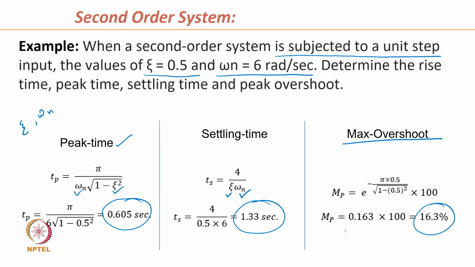So, this 16% is the maximum overshoot above the steady state value. So, we have the steady state value at this value and the maximum overshoot is 16%. This is 16% above the steady state value.